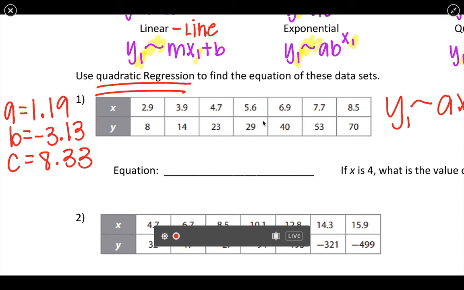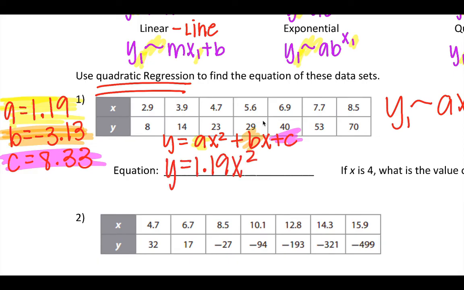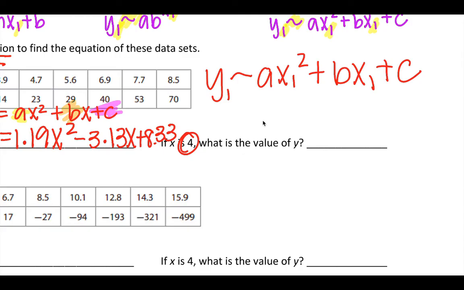C is 8.33. So now if I put it into my standard form, I'm just plugging into y equals ax squared plus bx plus c. I know A is 1.19. I know B is negative 3.13. And I know C is 8.33. So it's y equals 1.19x squared minus 3.13x plus 8.33. And it wants to know, if x is 4, what is the value for y? Well, everywhere we see an x, we're going to plug in 4.